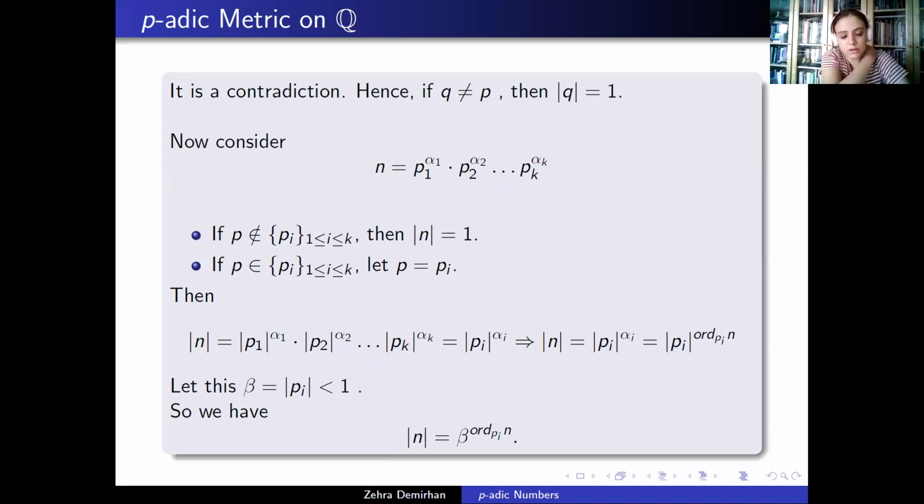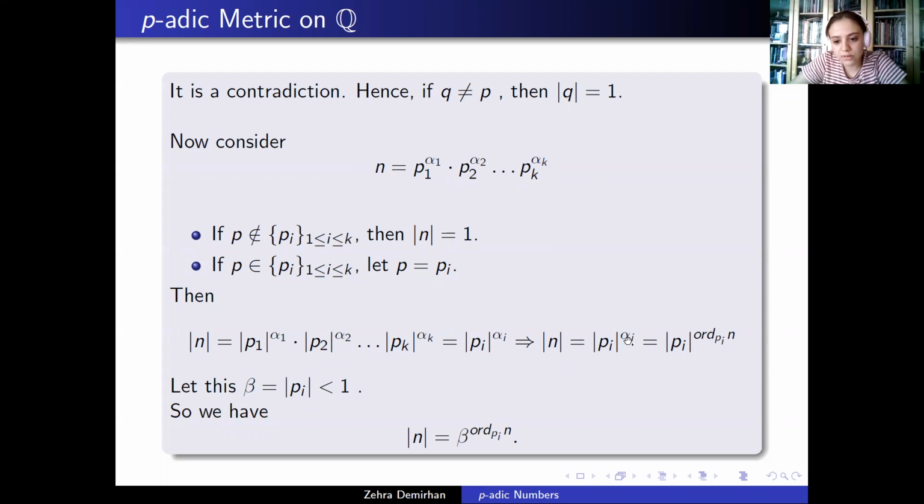Now let's consider the prime decomposition of n. Here, if p is not one of these p_i, then since all of the norms of these primes are 1, the norm of n will also be 1. But if this p is one of these p_i, then let this p be p_i and take the norm of both sides. Then we have this equation here. But we know that the norm of p_1 until p_k is equal to 1 except the norm of p_i. So we have the norm of n equals the norm of p_i to the power alpha_i in our hand.